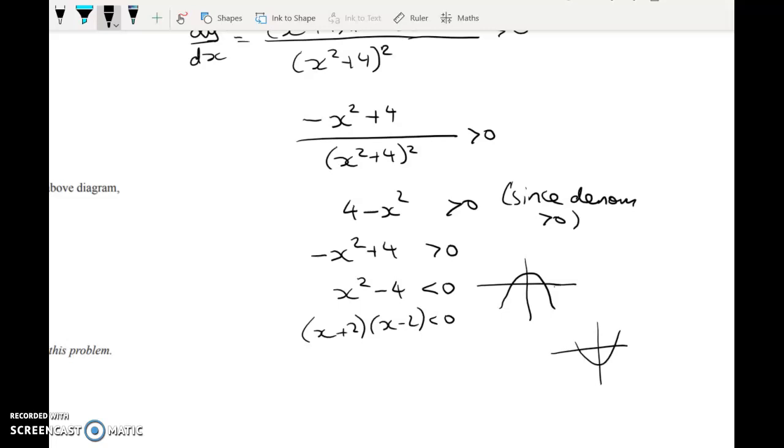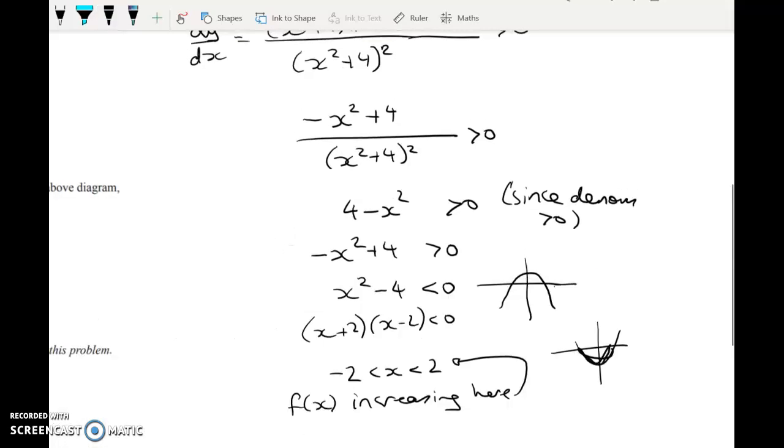So I'm just looking at your graph. Where is it negative? Well, it's negative between -2 and 2. So f of x is increasing here in that range. All right, let's look at the more fun and trickier question, which is the 3e.